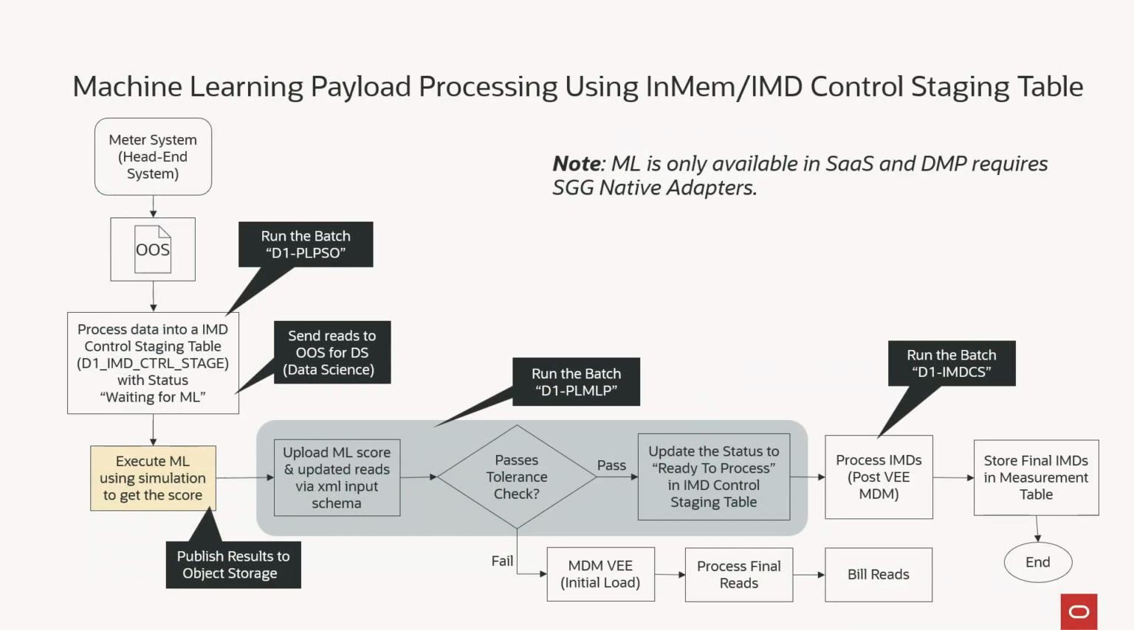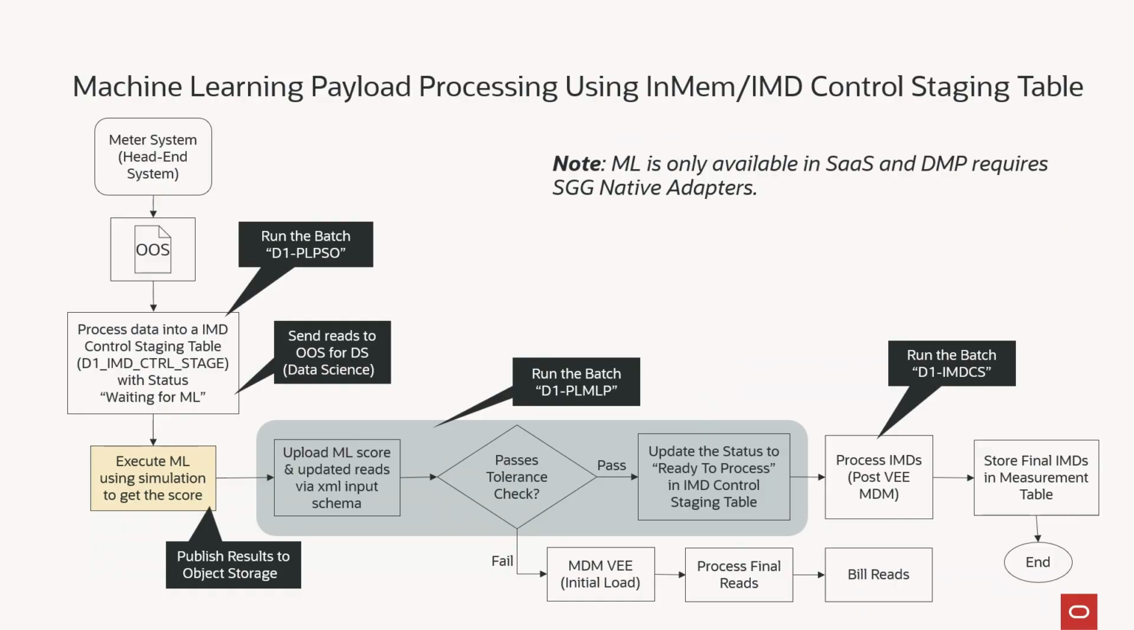This represents the functional architecture of ML-based payload processing. Let's go over the flowchart. Here, the SGG native adapters store payloads in Oracle Object Storage in file format. These payload files are processed by executing the D1PLPSO batch. Next, the batch loads the records into the IMD control staging table, setting the status to waiting for ML. Additionally, this batch routes the records to Oracle Object Storage in a separate folder for data science.